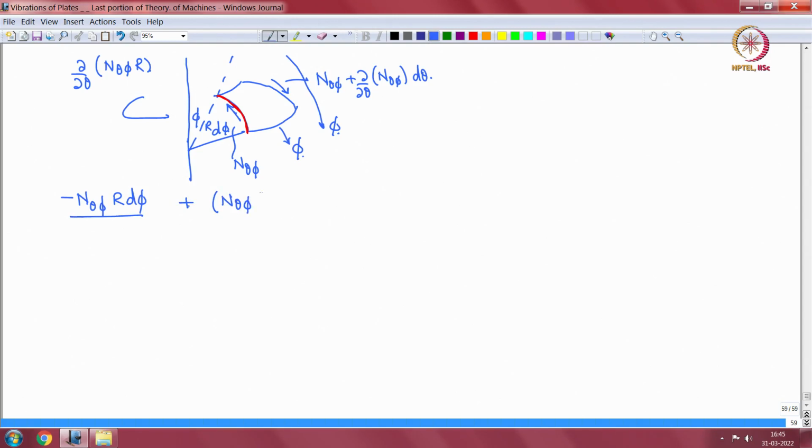n theta phi plus del n theta phi by del theta d theta is a force resultant again, multiplied by r d phi. So this first term will cancel out and I will end up with del n theta phi by del theta into r, and outside I have d theta d phi. So it's exactly that term.